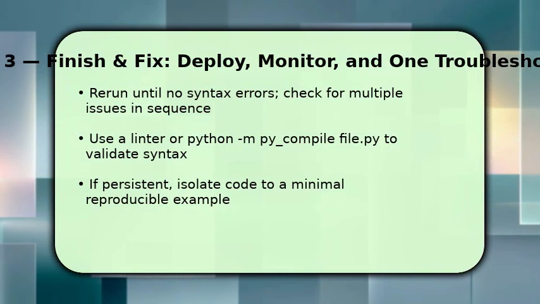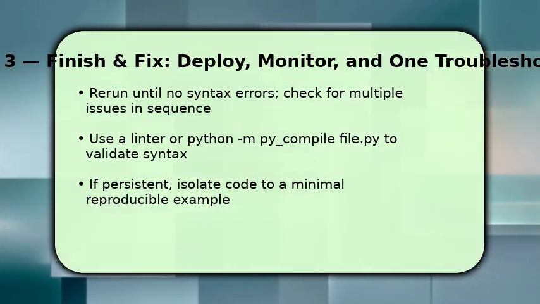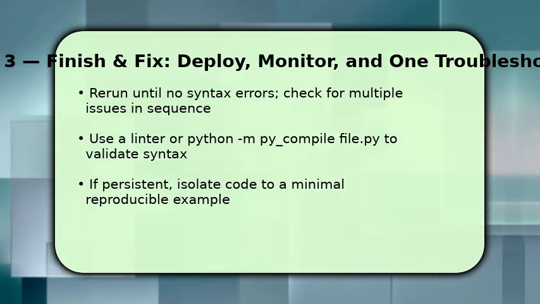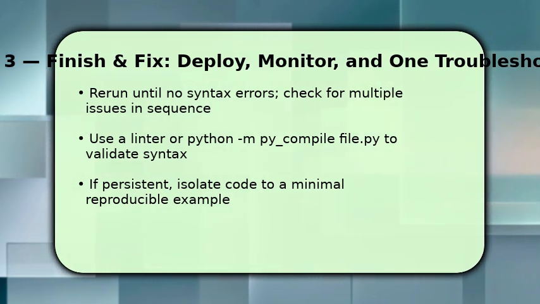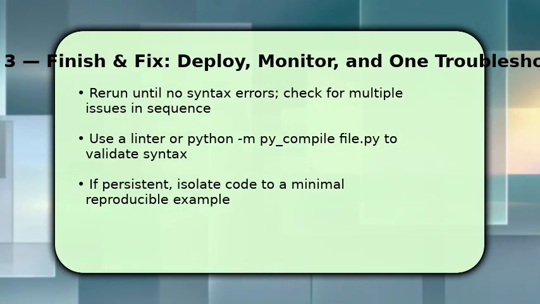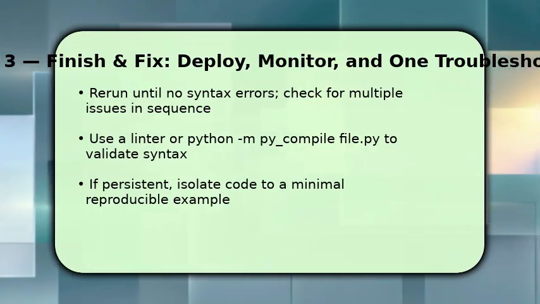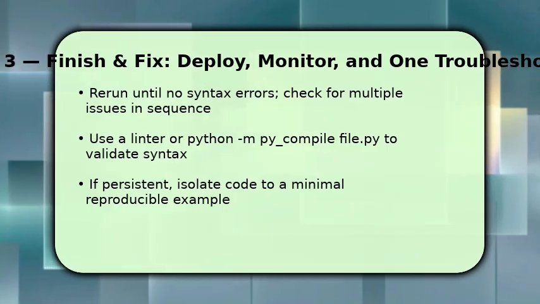Finish by running the file again to confirm the syntax error is gone. If another message appears, repeat the locate and fix cycle until clean. Make sure to use python -m py_compile file.py or a linter to catch hidden problems before execution. If issues persist, extract the minimal code that reproduces the error. This isolates context and reveals hidden mistakes.